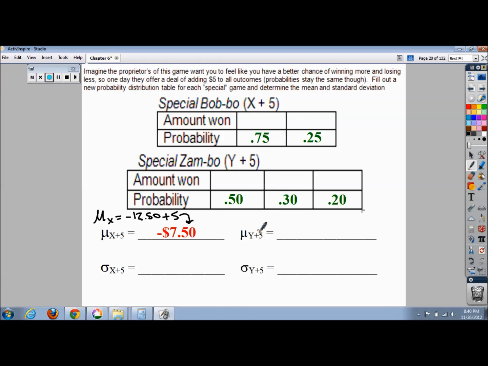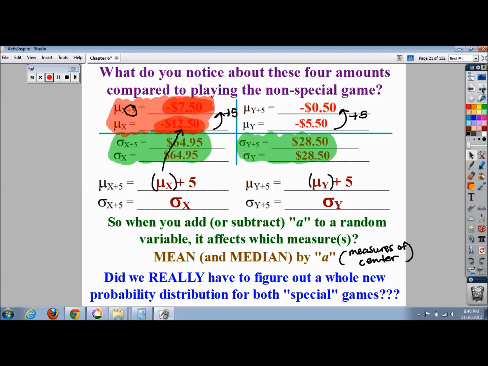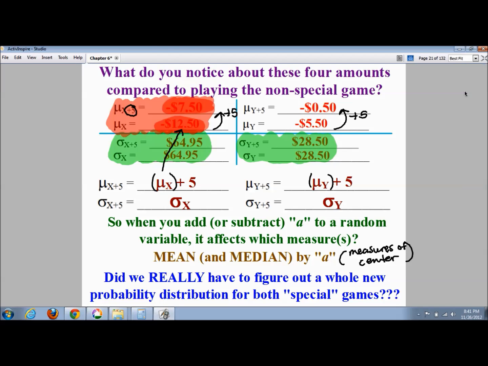Same thing for our special version of Zambo. All we had to do was take the original mean of Zambo, which was negative $5.50, and then add 5 to it, and boom, there's our new mean for the special game. The standard deviations for both games are the same exact thing that they were in the regular version. They still have the same amount of spread. Okay, so again, adding and subtracting only affects the mean, does not affect standard deviation.